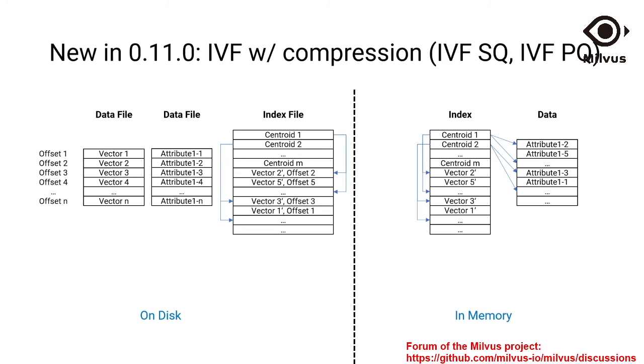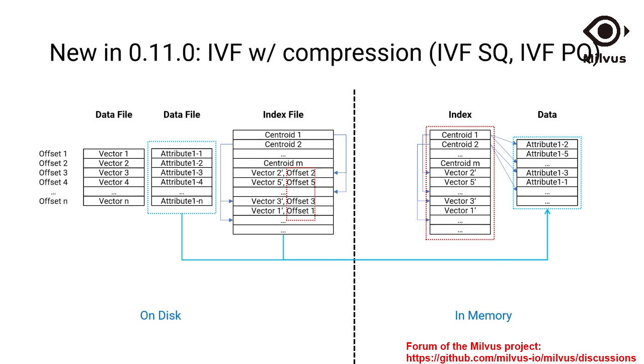This is how it will work in 0.11 for the IVF index with compression, for example, the IVF SQ index and the IVF PQ index. The difference is that for the compressed index, we will store the encoded index vector data into the index file. And in the runtime memory, we won't cache the vector data. So the performance of getEntityById will be the same as before.